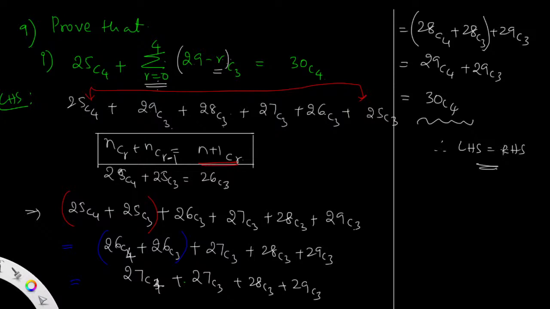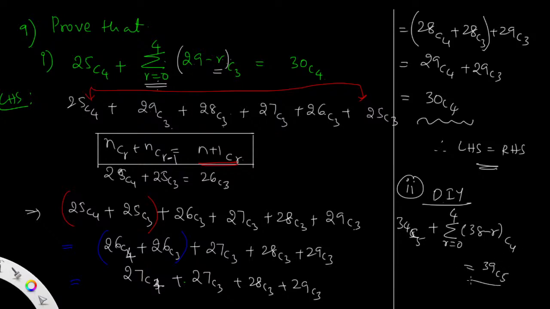Similarly, for the second problem, a similar method, I am writing the question, you can try it yourself, do it yourself, it is a homework problem. 34C5 plus sigma r equals 0 to 4 of (38-r)C4 equals 39C5. That's all. This is the question. So the answer is to write 39C5.